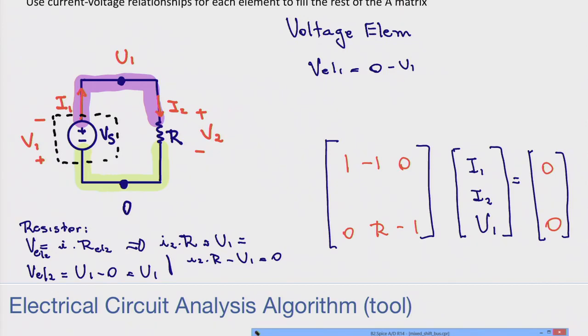So we get that voltage element 1, which is the voltage source, is also minus Vs, because our plus and minus, right? So we also have that U1 is equal to V1, V element 1, which is equal to Vs.